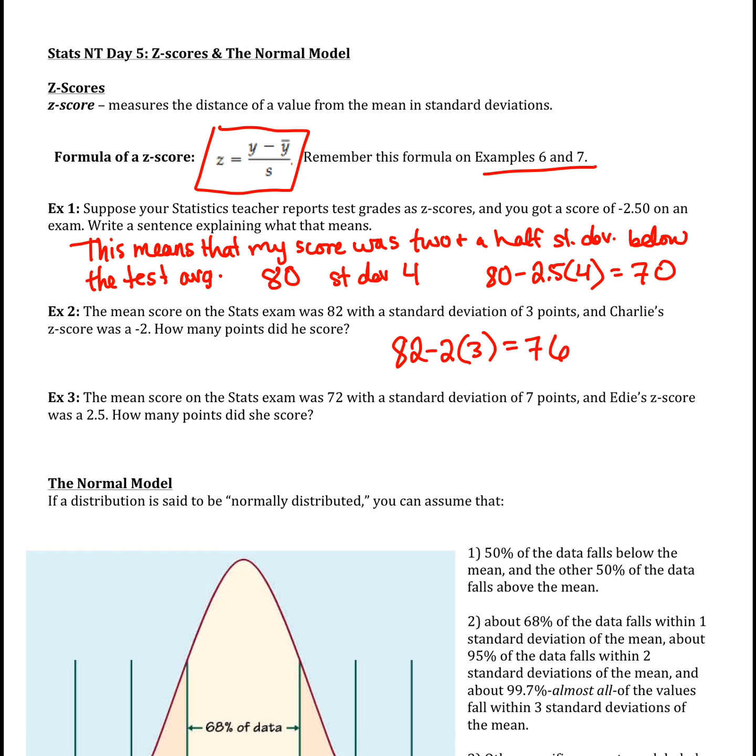Next, the mean score on the stats exam was 72 with a standard deviation of 7 points, and Edie's z-score was a 2.5. How many points did she score? Well, she was 2.5 z-scores above, and a standard deviation is worth 7, so Edie scored an 89.5.